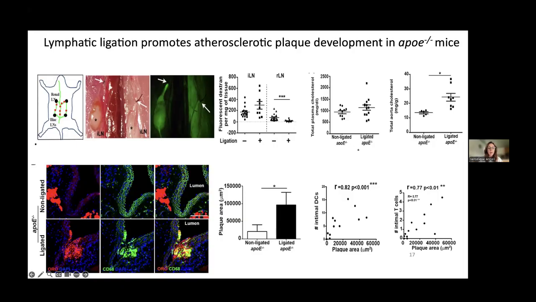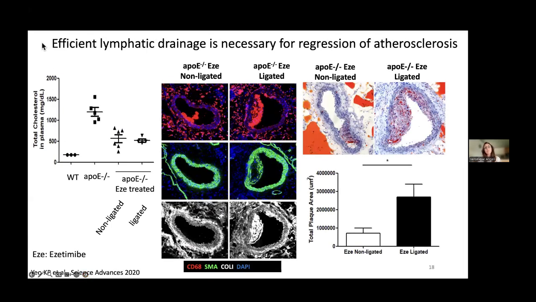So we went next, basically, to further support these results. We assessed how lymphatic drainage is important in the regression of atherosclerosis induced by ezetimibe. As I mentioned earlier, ezetimibe is lowering cholesterol and has been shown to induce a regression of atherosclerosis. So here we treated all ApoE mice with ezetimibe, but we had a group with intact lymphatics and another group where the lymphatics were ligated.